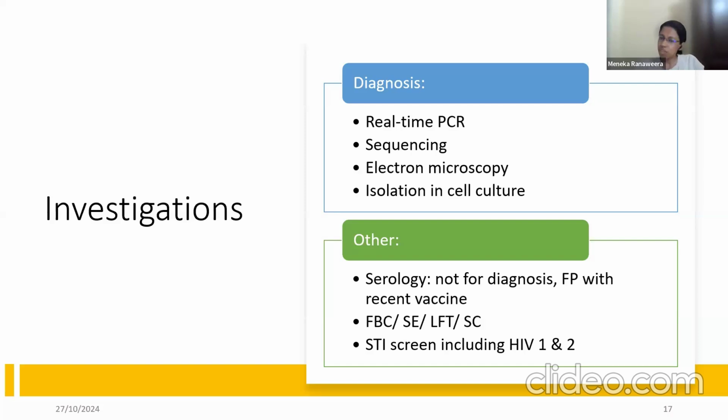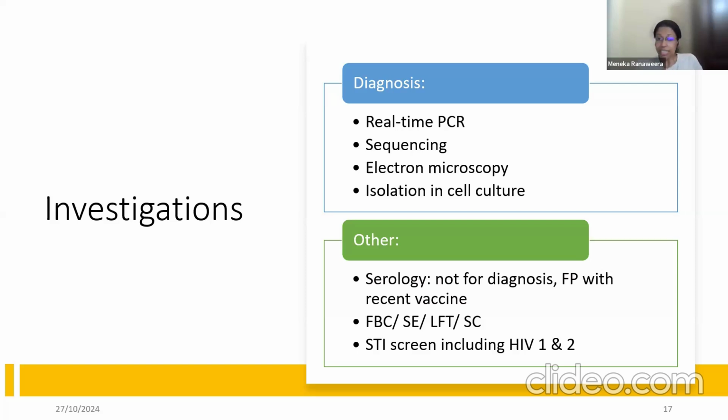Electron microscopy is not really for diagnostic purposes. Isolation in cell culture, again, is not used in a clinical setting because a lot of the labs do not have cell culture facilities, and also due to the long duration, the turnaround time, it's not a preferred test. Then serology is not generally used for diagnosis purposes. And there's also a risk of false positivity as well.